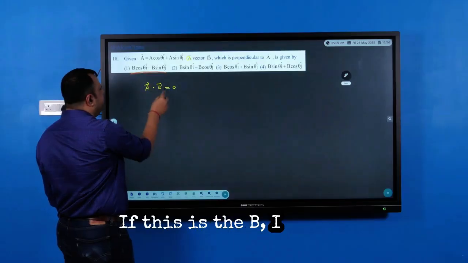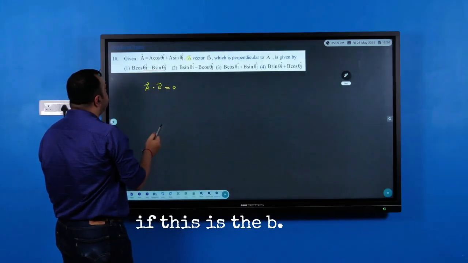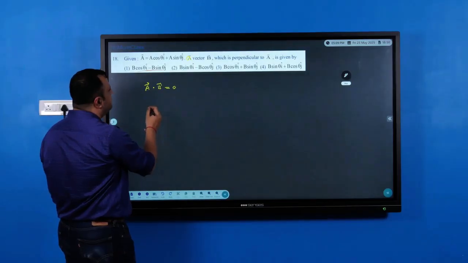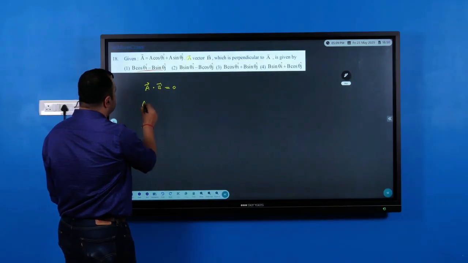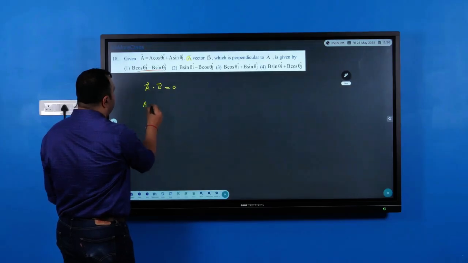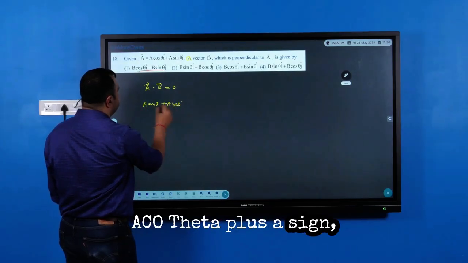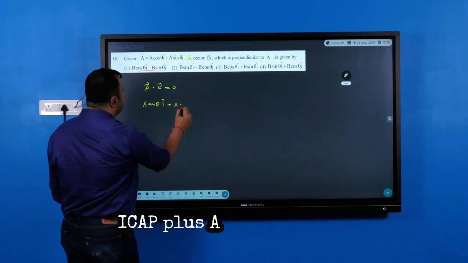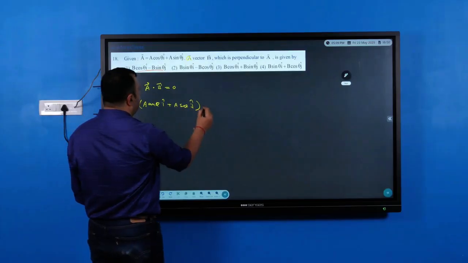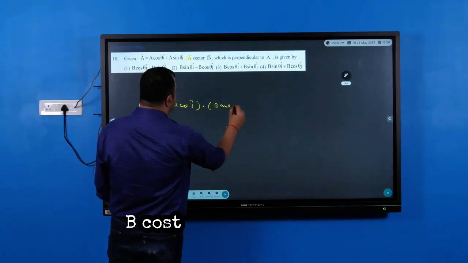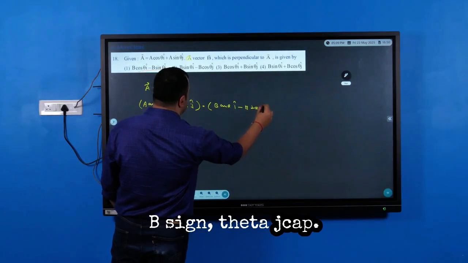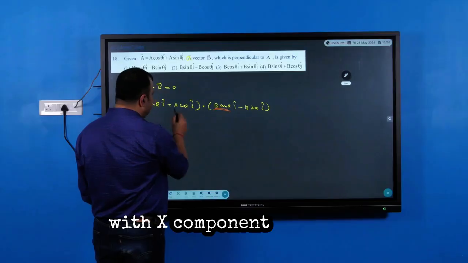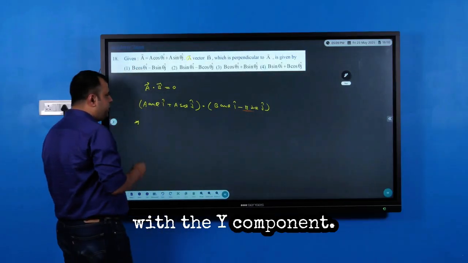If this is the B, I assume, then A cos theta I cap plus A sin theta j cap, dot product B cos theta I cap minus B sin theta j cap. So the dot product we know, x component is multiplied with x component and the y component will be multiplied with the y component. So let's do the multiplication.